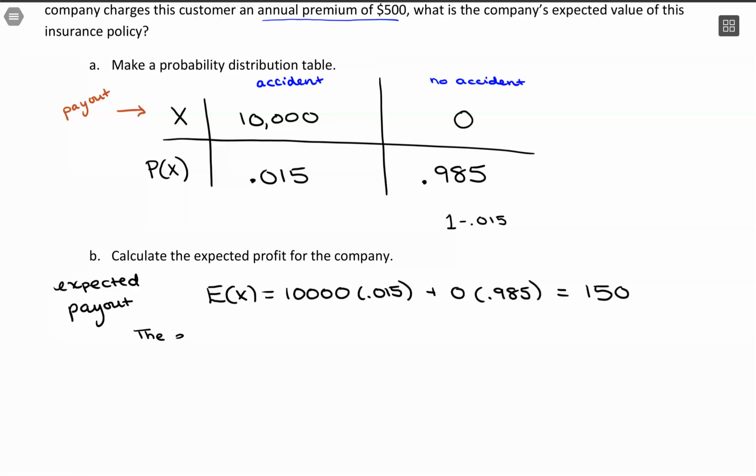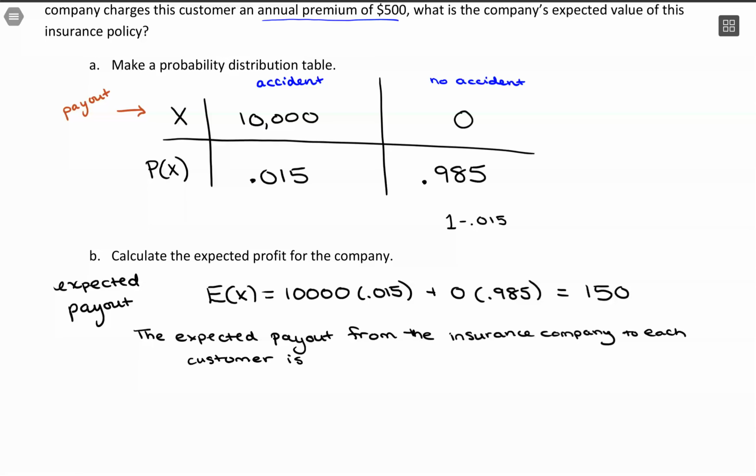So the expected payout from the insurance company to each customer is $150.